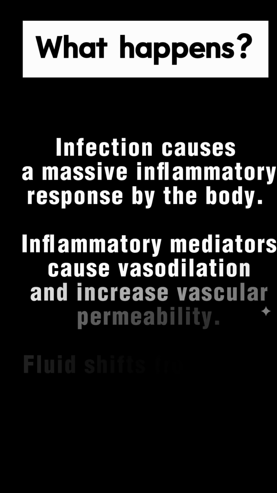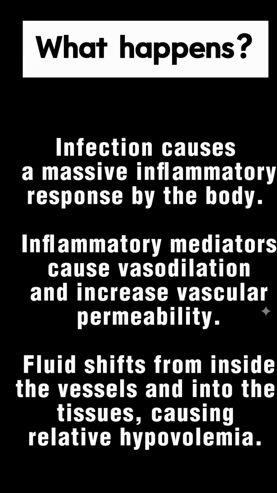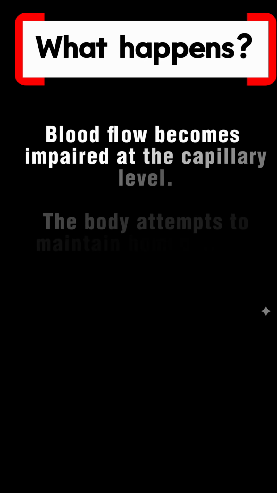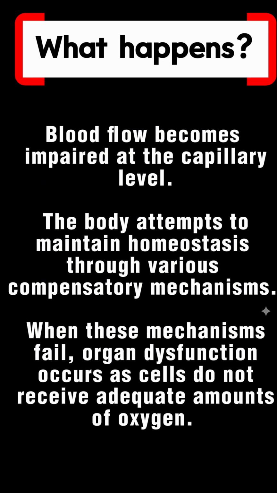So what exactly happens during sepsis? Well, infection causes a massive inflammatory response by the body. Mediators such as white blood cells, histamine, cytokines, these things cause vasodilation, they increase vascular permeability. What you get is fluid shifting from the inside of the vessels to the outside of the tissues, causing relative hypovolemia. As vascular permeability increases, blood flow will become impaired at the capillary level.